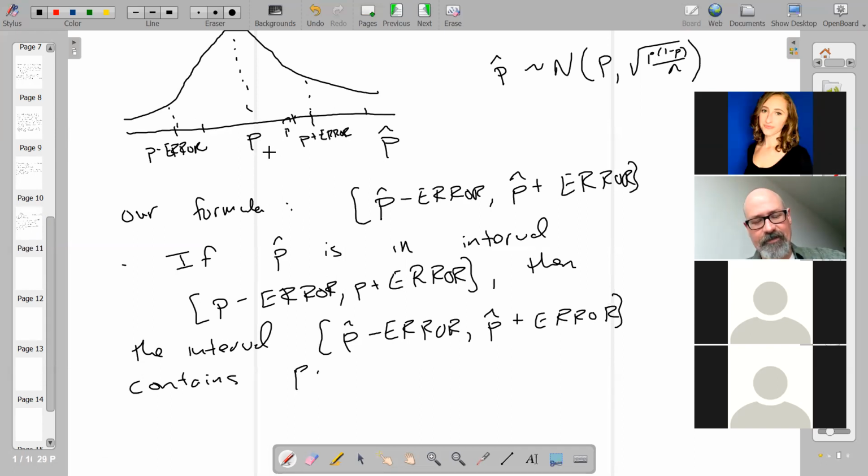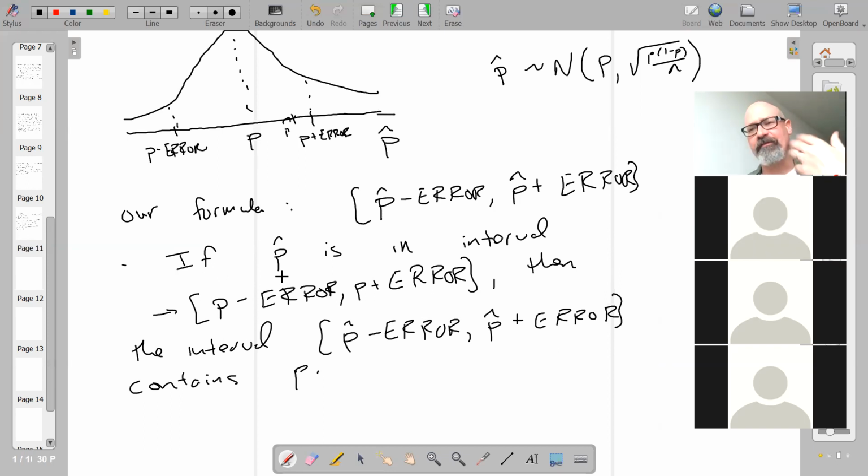Yes, Lily? So in the interval P minus error, P plus the error, this one right here, does P hat have to be in that interval? No. Okay, so then if you have the P hat minus error, that is above P, and the P hat plus error is still above the P, then how does it contain P? It doesn't. You're exactly right. That's exactly why every confidence interval in that family does not have to contain P. So all the statement is saying is if P hat is within that interval, then our generic formula does contain P.